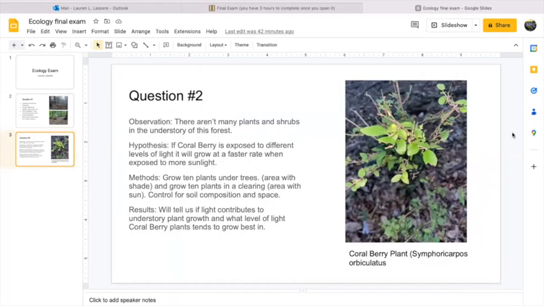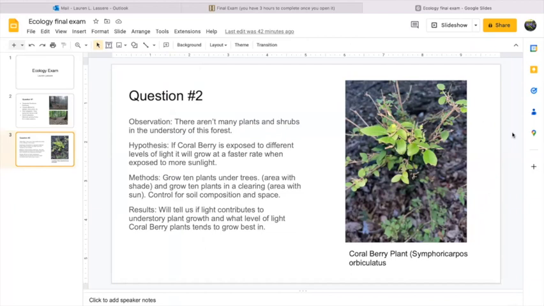For the second question, I noticed that there wasn't a lot of plants and shrubs in the understory of the forest my sit spot was in. The ground cover was mainly just fallen branches and leaf litter. One of the few plants I did observe growing in my sit spot was the coralberry plant. I included a picture of it on the slide.